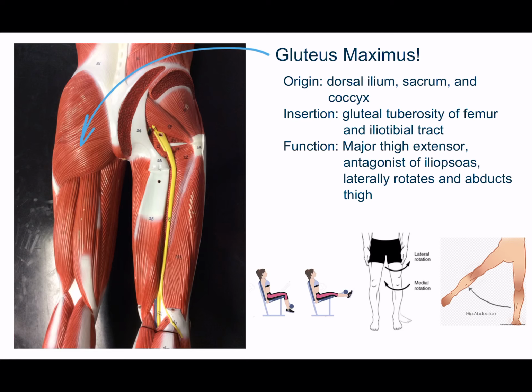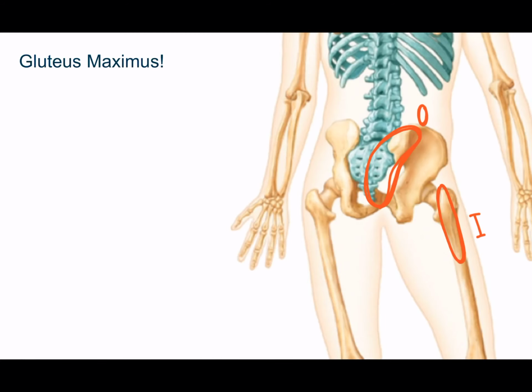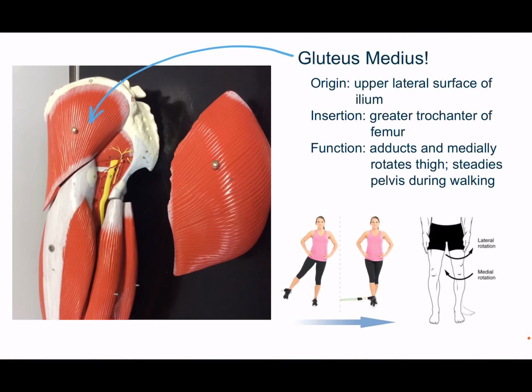It laterally rotates and abducts your thigh, which is bringing your leg out. So you see your gluteus maximus makes this lovely little thing here. Well, below the gluteus maximus, there's the gluteus medius, which originates at the upper lateral surface of the ilium and inserts on the greater trochanter of the femur. Its function is to adduct and medially rotate the thigh and steady the pelvis during walking.